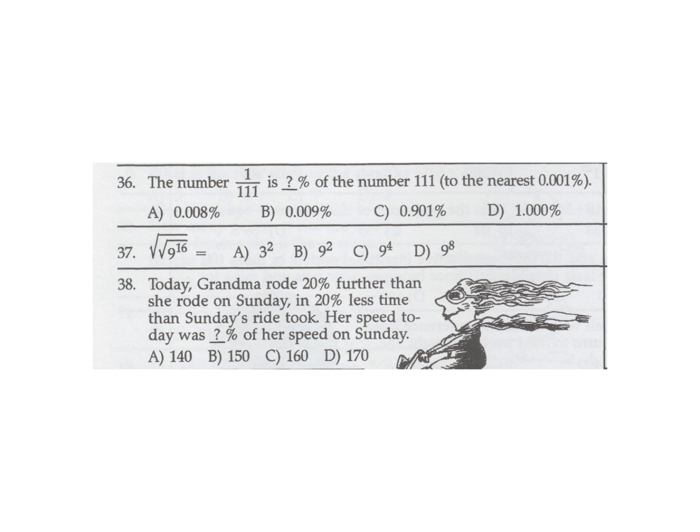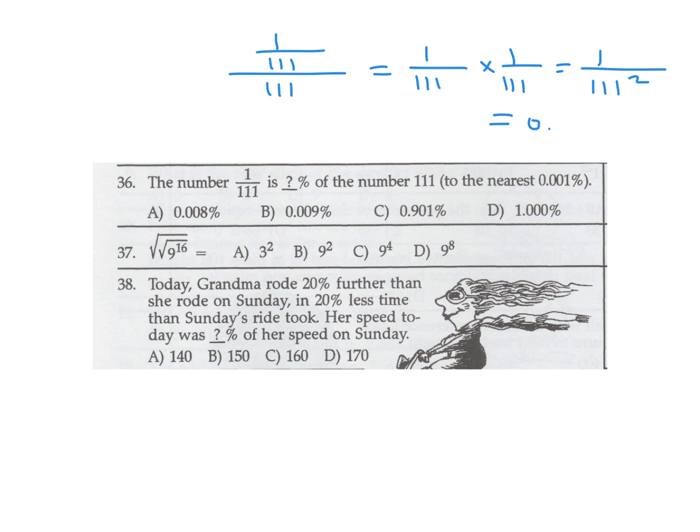The number 1 over 111 is what percentage of the number 111? So to figure out the percentage, you would divide like that. And then invert and multiply. So it'll be 1 over 111 squared. Use your calculator, and this is 0.00008. And to get a percentage, you have to multiply this by 100, and this will be 0.008%. And for 36, that would be 8.